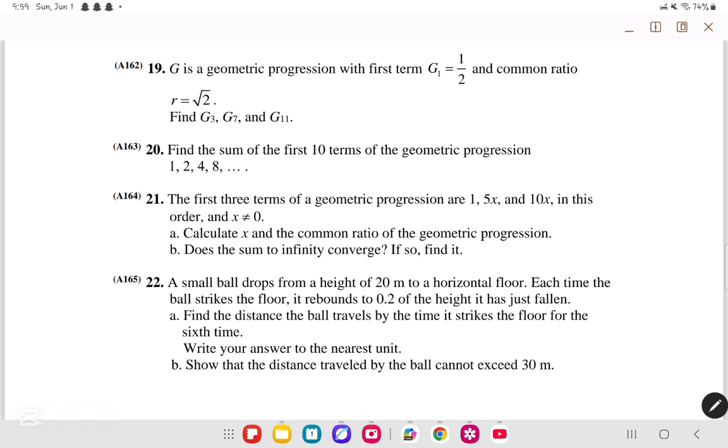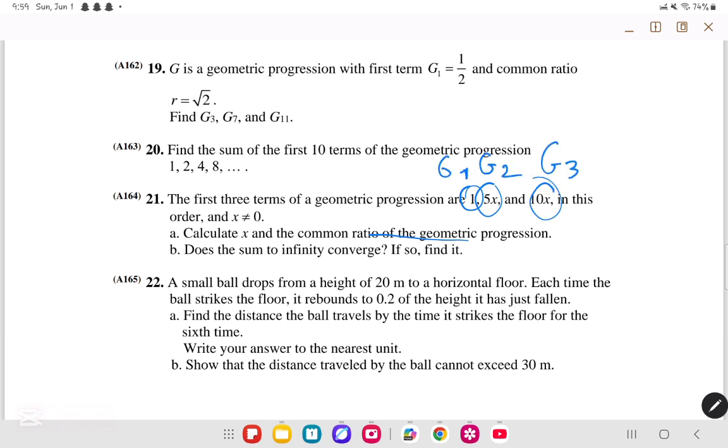We move on to question number 21. The first 3 terms of a geometric sequence are 1, 5x, and 10x in this order, and x is different than 0. Calculate x and the common ratio of the geometric progression. Okay, how do we calculate x and the common ratio of the geometric progression? Very simply, to find the common ratio, you will do this over this. So G2 over G1.